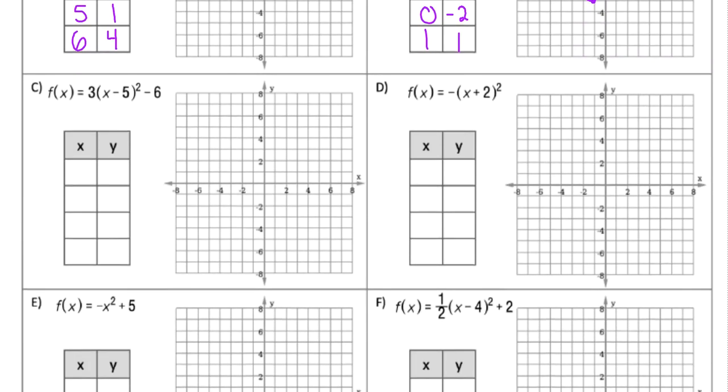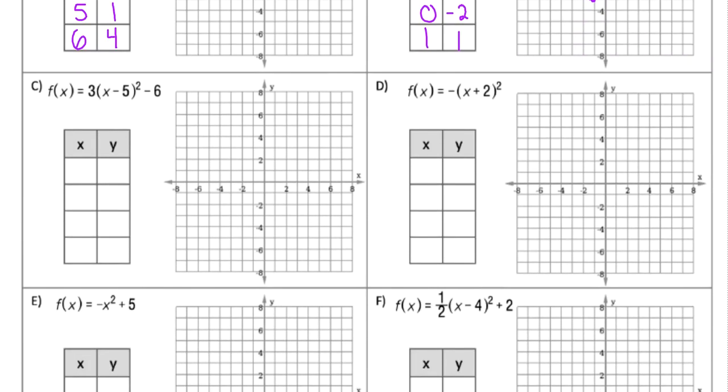Okay, let's try these next two. So these next two, still looking at my vertex. So in this case, I have a vertex at 5 and -6. So plotting that over here. And then again, picking some points around it. So maybe 4 and 6. When I plug in a 4, I get out -3, which means 6 is going to be the same. So plotting those.